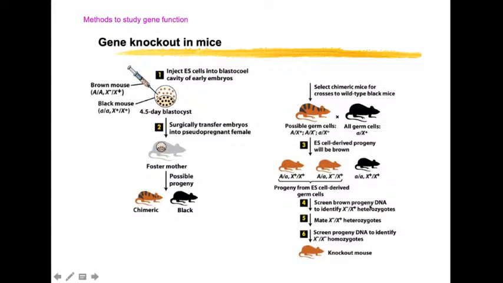Then we screen for the brown progeny, heterozygous, then mate with the heterozygote, and screen the progeny DNA to identify homozygotes. At the end, what you are seeing is the knockout mouse.